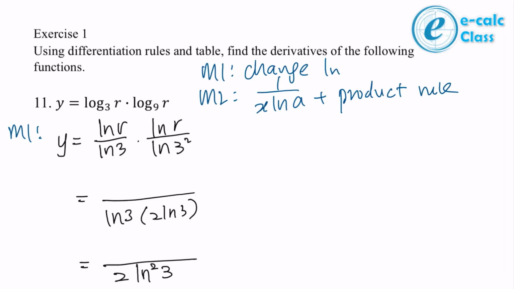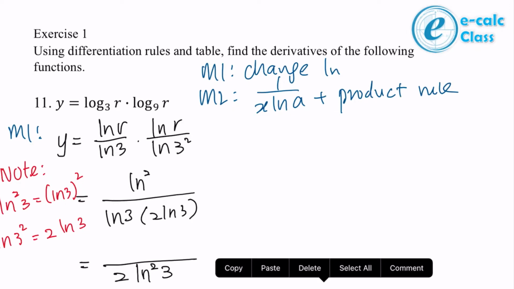By the way, this one, I think I better write it for you. Ln square 3 is the same as (ln 3) squared. But if you have ln 3 squared like this, it means 2 ln 3. Okay? Be very careful about this. So this will just be the one on top, ln r over 2 ln square 3.